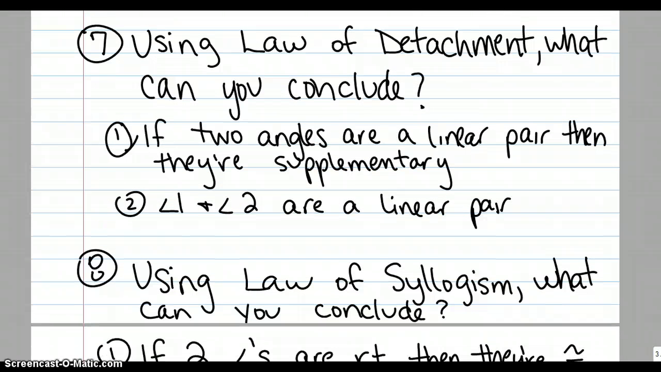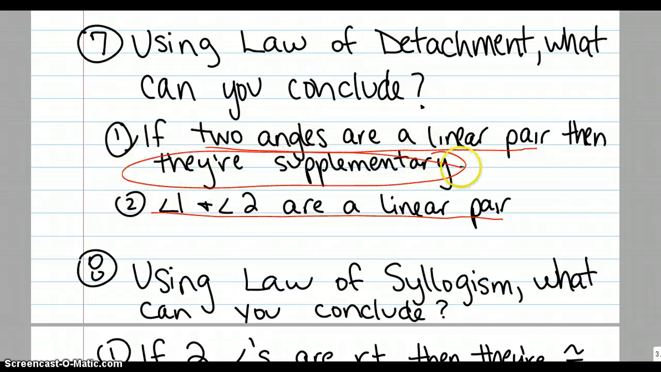Law of detachment. Using law of detachment, what can you conclude? It says if 2 angles are a linear pair, then they're supplementary. Angle 1 and angle 2 are a linear pair. In law of detachment, if the beginnings match, the hypotheses match, then you can conclude the conclusion. So we can conclude that angle 1 and angle 2 are supplementary.